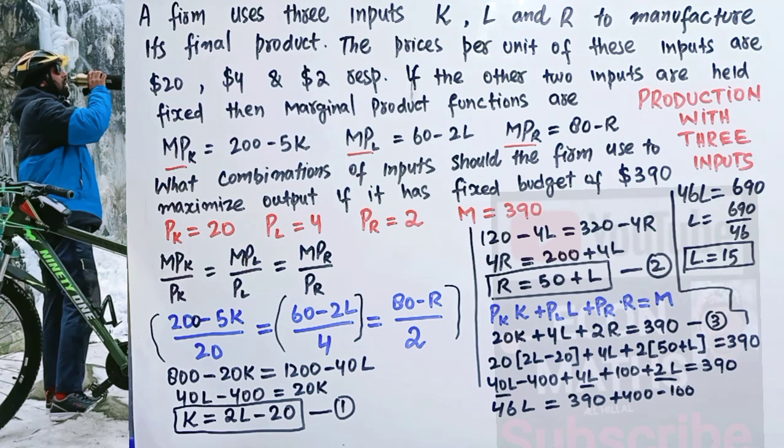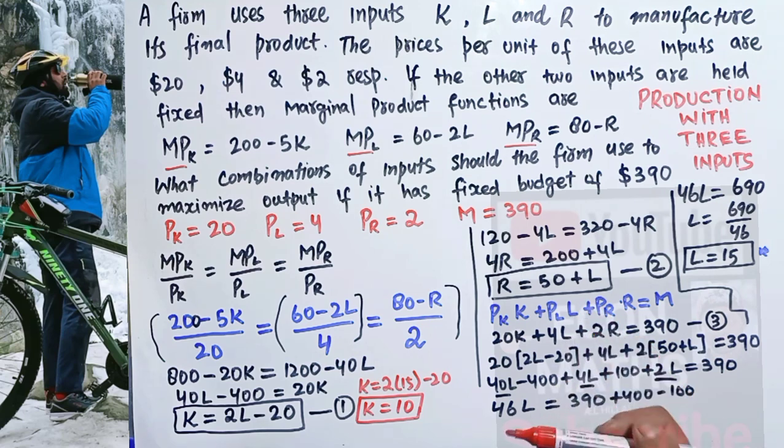Okay, now how many units of capital do we need? Simply plug the value of L which we got here in the first equation, it will give us the units of capital in the optimal combination. That means K will be equal to 2 times the value of L, which is 15, minus 20, so K comes out to be 2 times 15 is 30 minus 20 comes out to be 10. That means units of capital that we require is equal to 10.